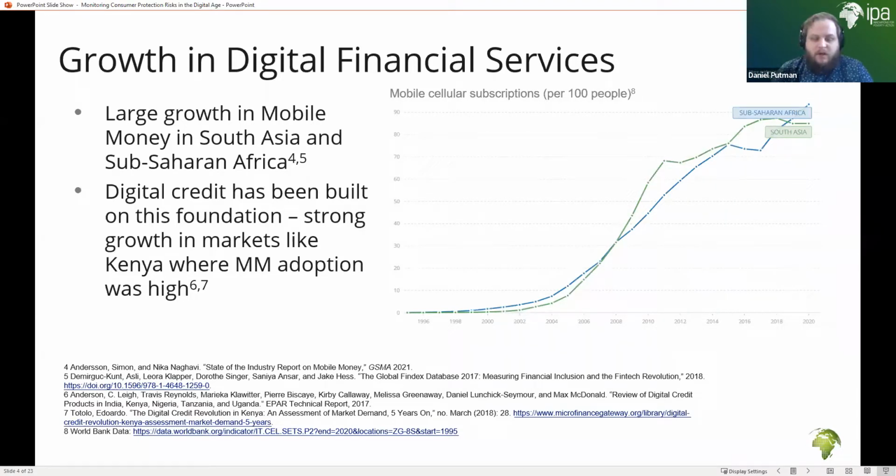So a big reason that we want to do this is just thinking about the growth in financial services. There's been a huge growth in digital devices, subscriptions to cellular network providers. You can think about that over the last 20 years, and then over the last 15 years, there's been a huge growth in mobile money. And then maybe over the last 10 years, there's been a growth in digital credit that layers on top of that. This is a really quick adoption curve, and so this is a situation that's changing pretty rapidly.